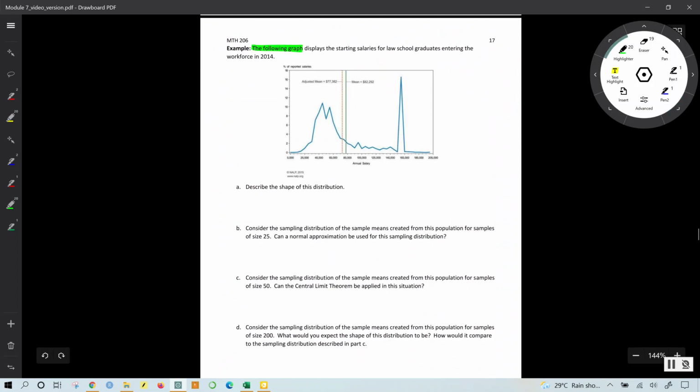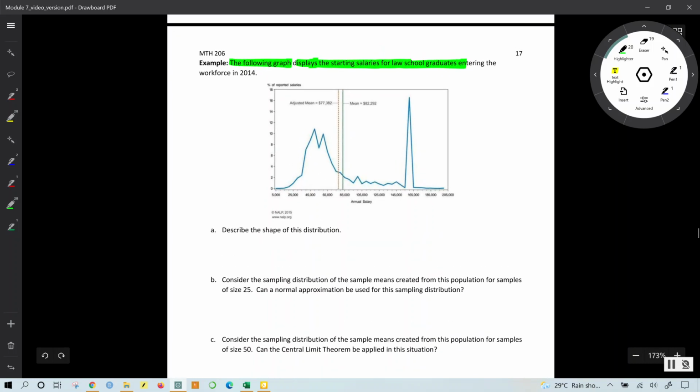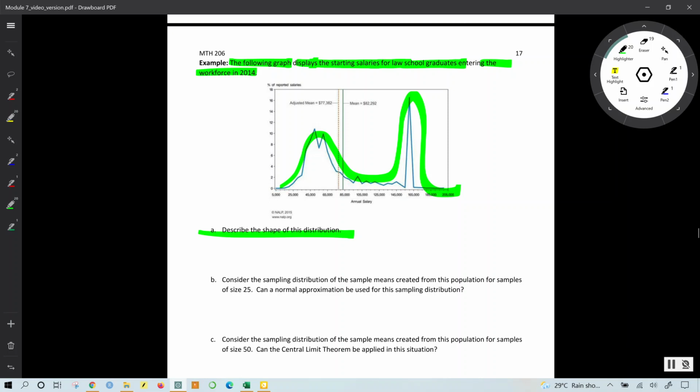So let's see another example just to emphasize what we've just said on page 17. Here we're told that the following graph displays the starting salaries for law school graduates entering the workforce in the year 2014. So you can see that this is not a normally distributed random variable. If we were to describe the shape of this distribution, what would we say? I would say that this is almost saw-like. I do know that this is not a normal distribution at all. It does not look anything normal.